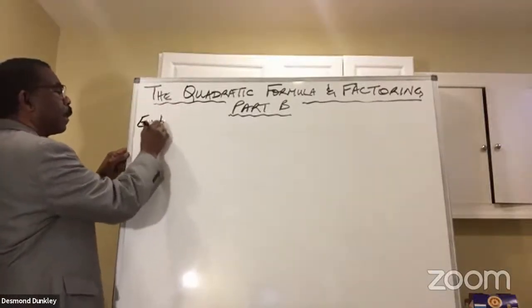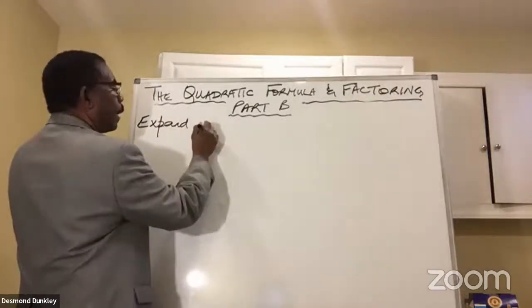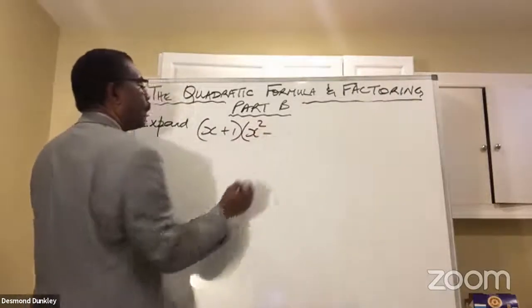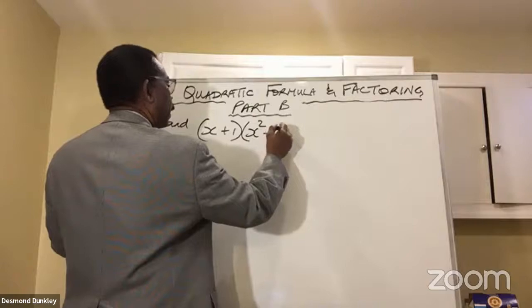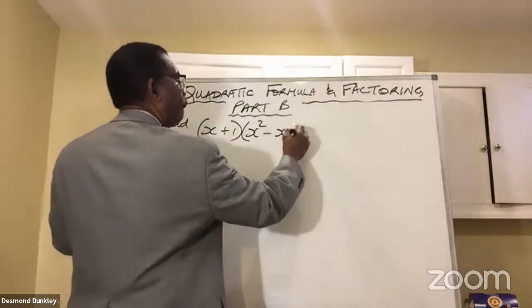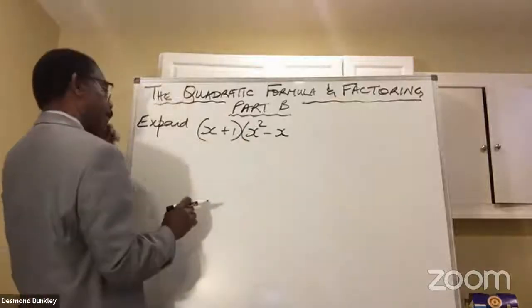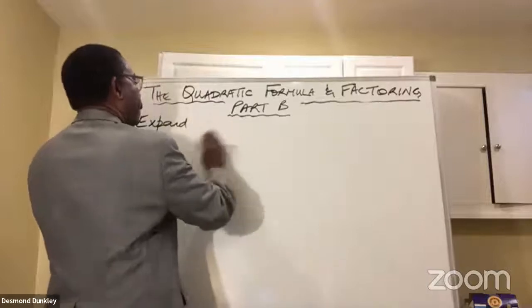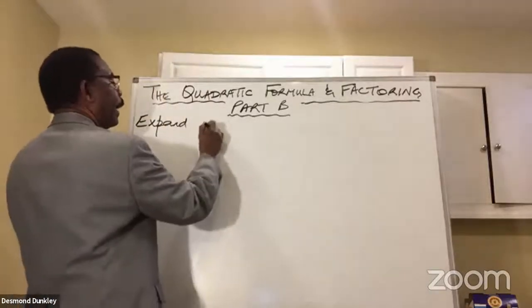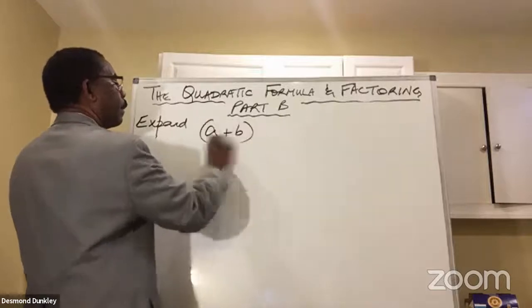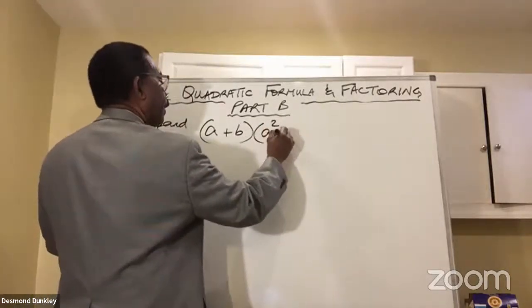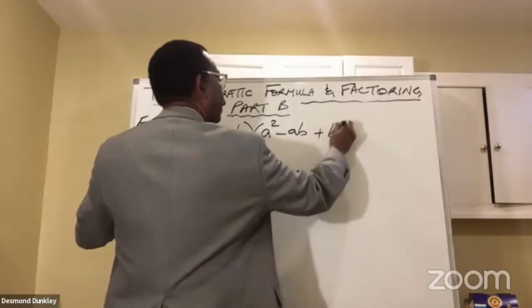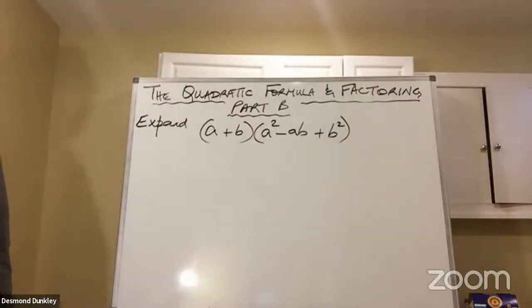Expand x plus 1 times x squared minus... Expand a plus b times a squared minus ab plus b squared. What is that equal to?